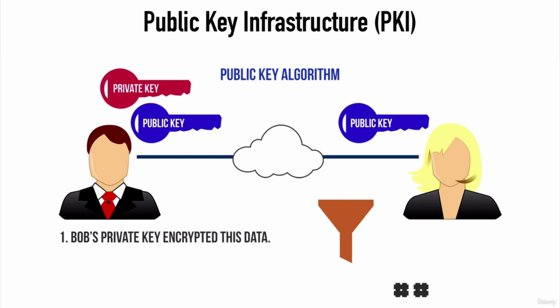Number one, she knows that the only person that could have encrypted this data is Bob using Bob's key. And number two, she has assurance that the data integrity is intact. Because if one single bit had changed, if a single 1 or a 0 had flipped, then the hashes would not have matched, and Alice would have known that something is wrong. It's a somewhat complex process that takes a little time to get your mind around, but this is how authentication happens through PKI and digital signatures.